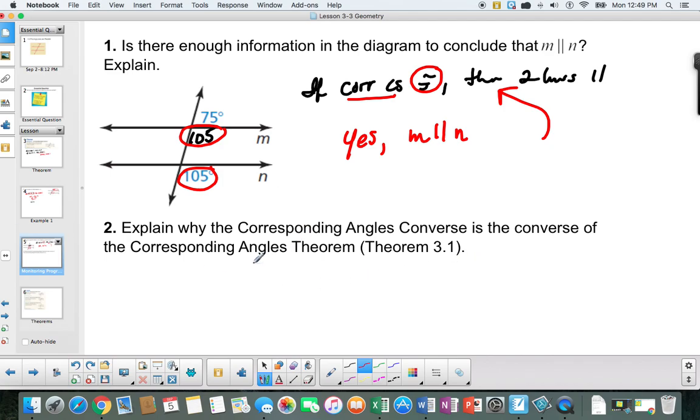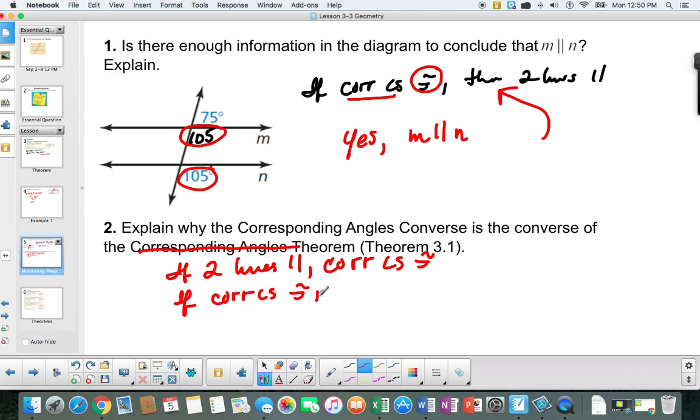Okay, explain why the corresponding angles converse is the converse of the corresponding angles theorem. So remember, the corresponding angles theorem goes like this. If two lines are parallel, then corresponding angles are congruent. And the converse goes like this. If corresponding angles are congruent, then the two lines are parallel. We call them converses because we've switched the hypothesis and the conclusion.